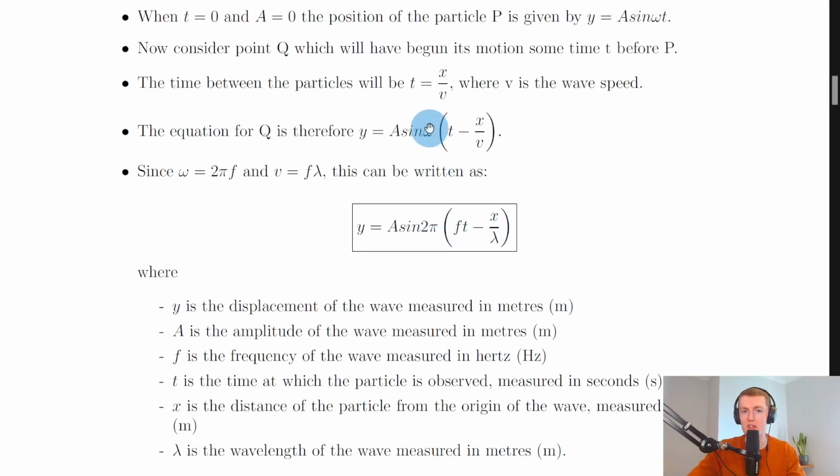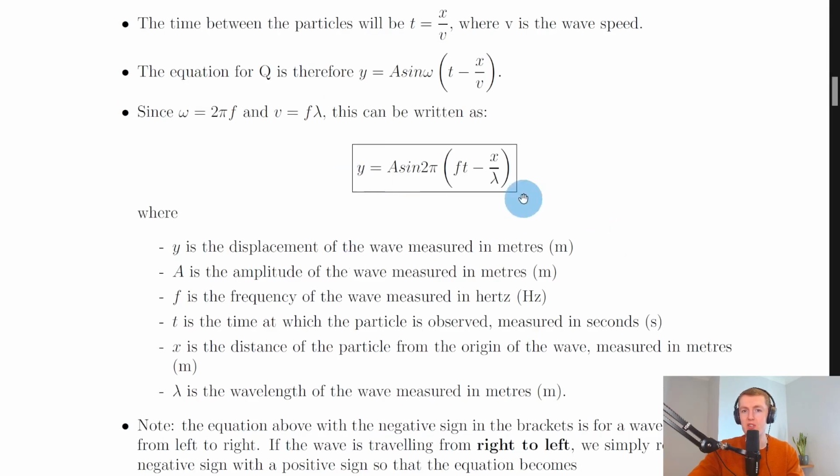So all we're doing there is substituting in for the omega here to get 2 pi f, and then if we take the f inside the brackets to get ft minus fx over v, then we've got the ft part shown there, and instead of fx over v, we can rewrite f over v as equal to 1 over the wavelength, 1 over lambda. So that's why we get this minus x over lambda part here. And this gives us our travelling wave equation.